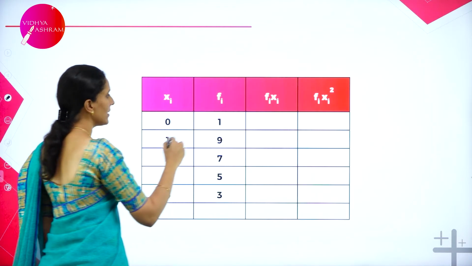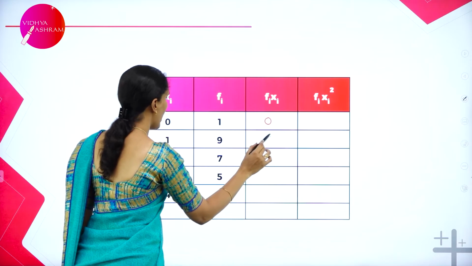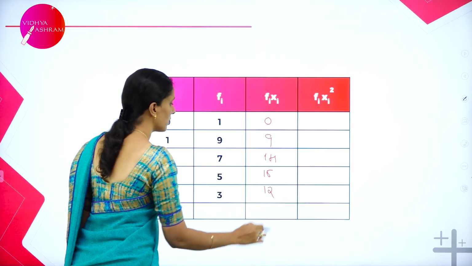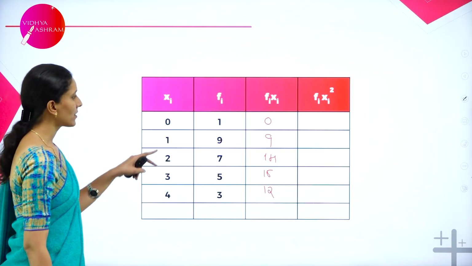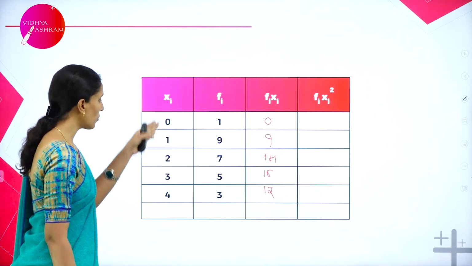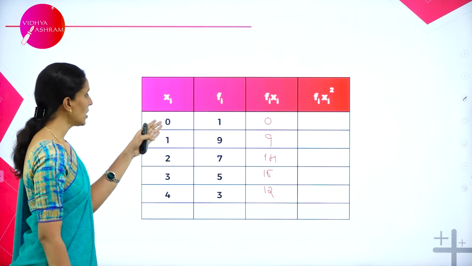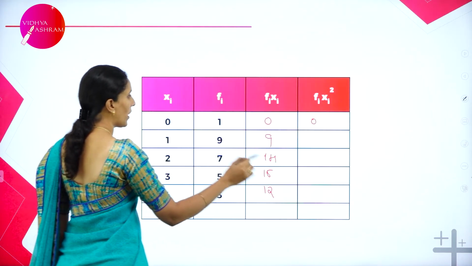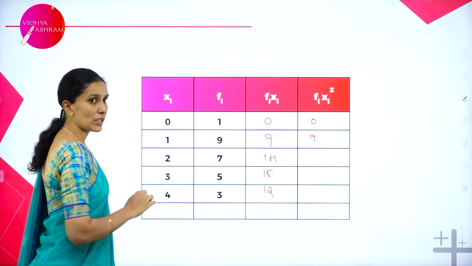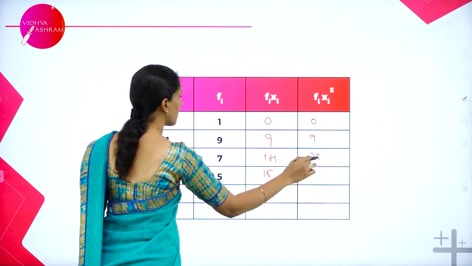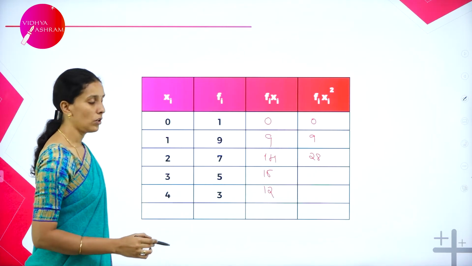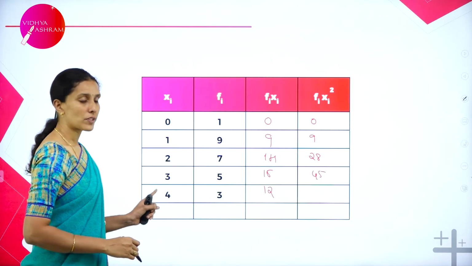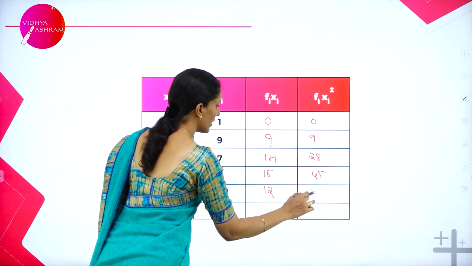So Fi Xi is 0 ones are 0, 9, next 14 we have, next 15 we have, next 12 we have. So let us see the next column Fi Xi square. That means you have to square this then multiply with Fi. 0 square into 1, you will get 0. 1 square into 9, 9. 2 square into 7, that is 4 sevens are 28. Next we have 3 square into 5, that is 45. Next 4 square is 16, 16 threes are 48.